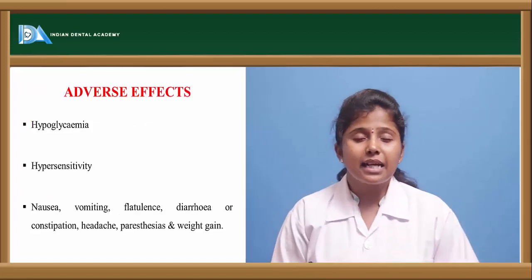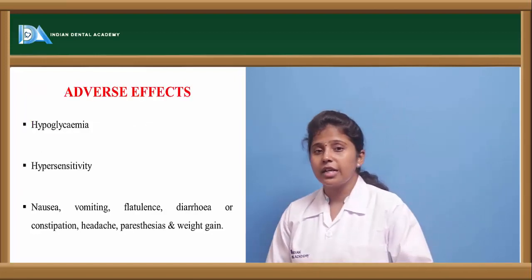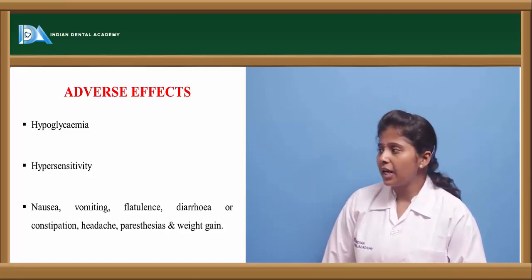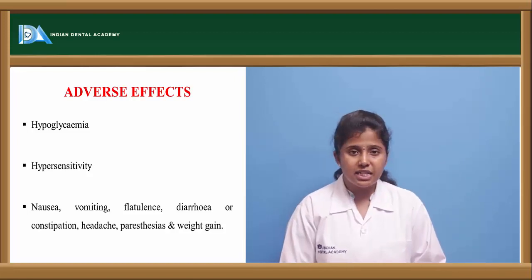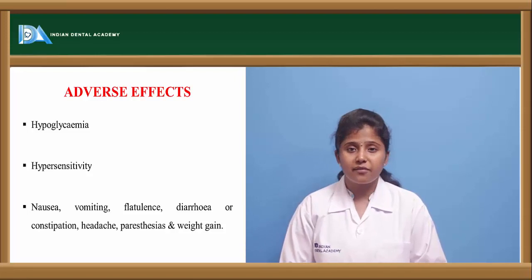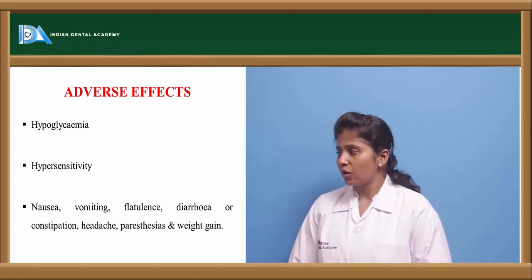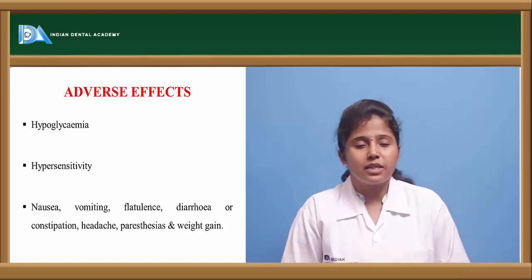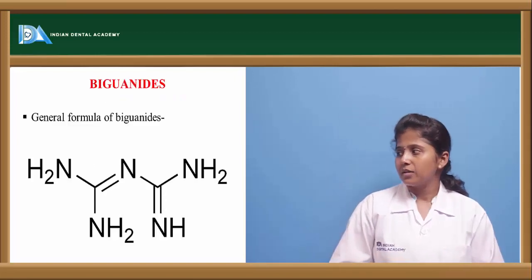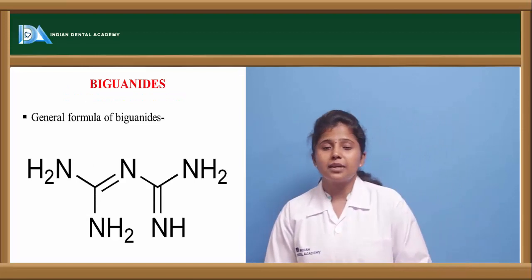So, these sulfonylureas on long-term usage show adverse effects like hypoglycemia, hypersensitivity reactions, and common side effects like nausea, vomiting, flatulence, diarrhea or constipation, headache, as well as weight gain. The other category of drugs are biguanides.